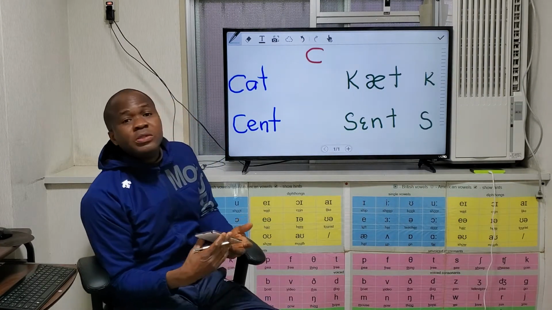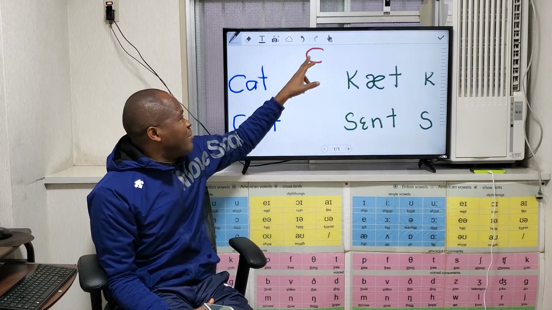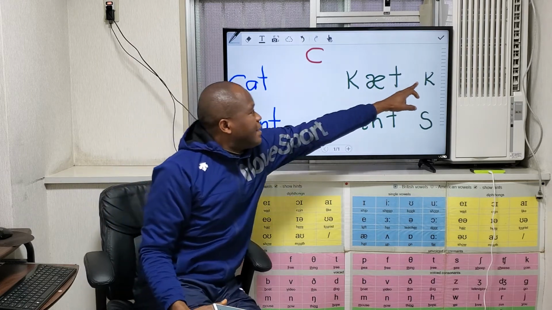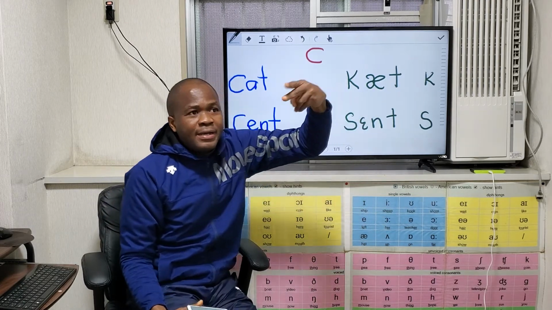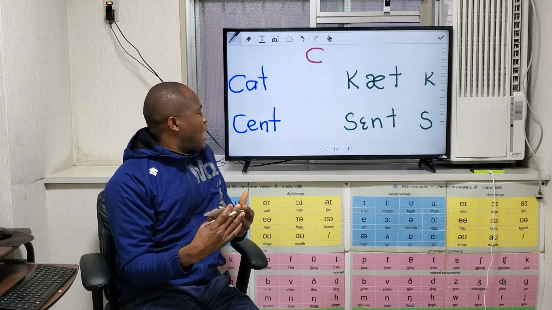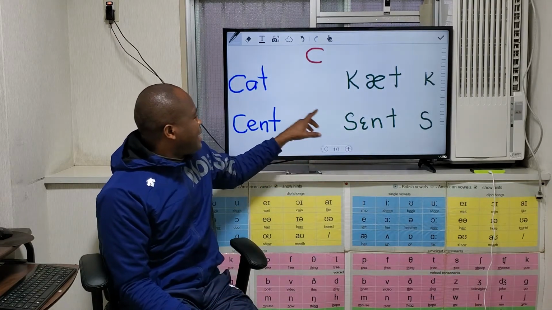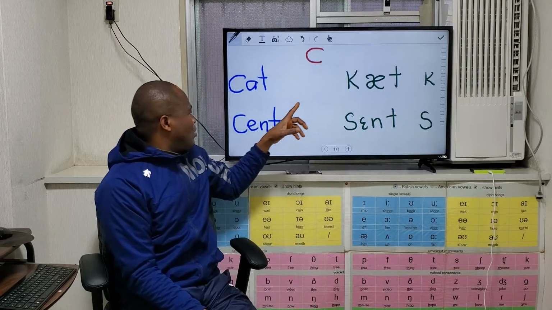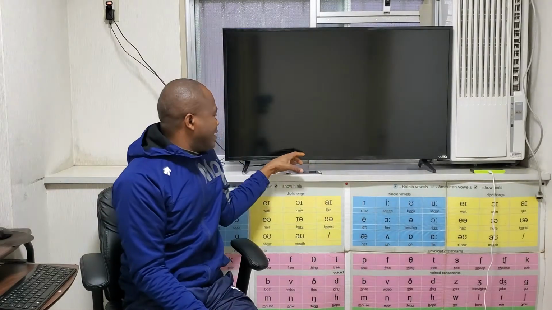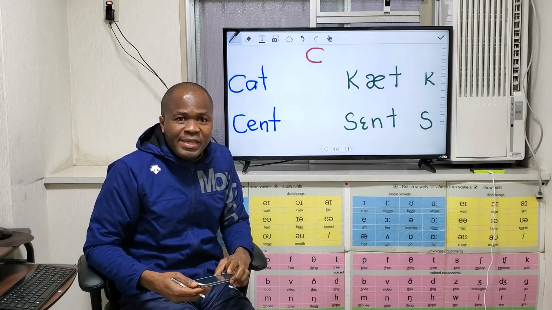So there are two sounds that the letter C can make, or our alphabet C can make. The first sound is K, K, K, as in the word cat. And the second one is the C can make the S sound, as in the word scent. So these are the two sounds that the letter C can make.